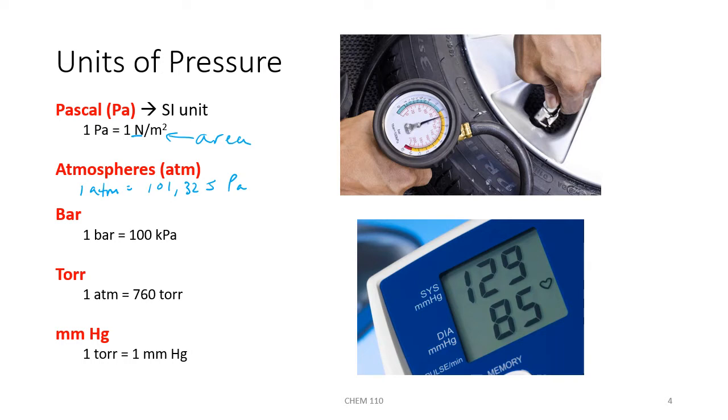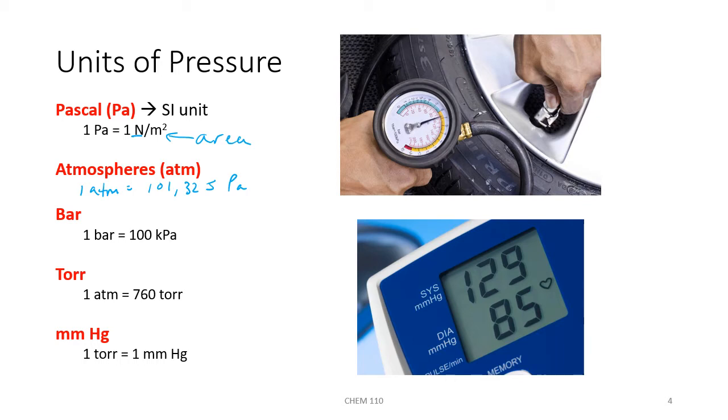Another pressure unit you might have heard about on the weather would be a millibar, and that's just part of the bar. 1 bar is equal to 100 kilopascals. Torrs are another unit of pressure, and 1 ATM equals 760 torr, which is also equivalent to the last unit of pressure, millimeters of mercury, abbreviated mmHg, which comes from the barometer that we saw on the previous slide. 1 torr is also equal to 1 millimeter of mercury.